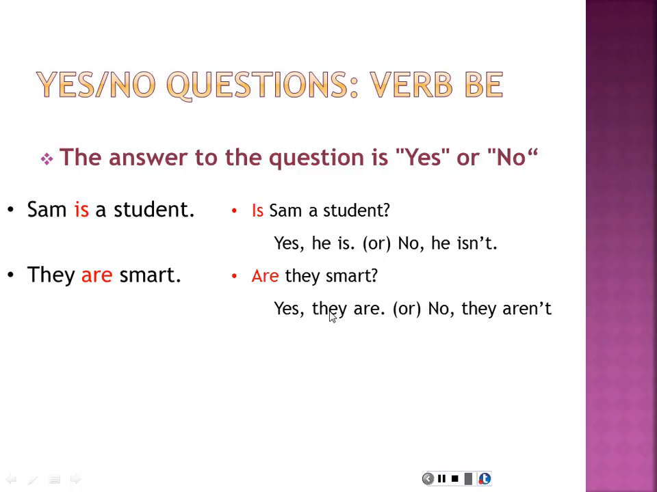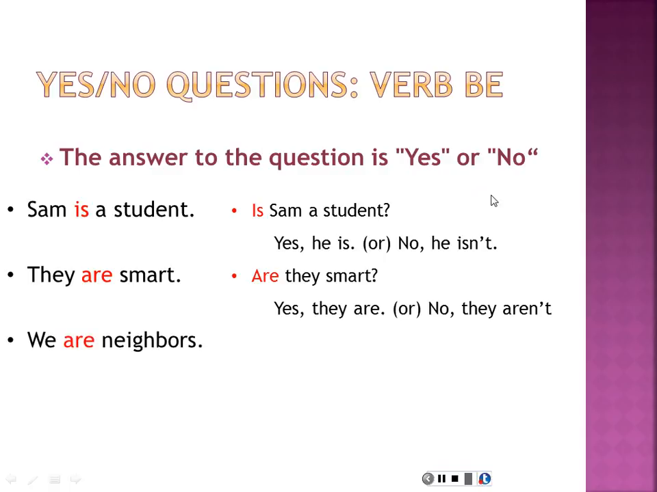We said with they we use are. Yes, they are, or no, they aren't. Again here we use a contraction, اختصار. So yes, they are, or no, they aren't. Or we can say they're not. The other contraction, الشكل الآخر من الاختصار, is they're not. They're not, or they aren't, as we have here in the example.